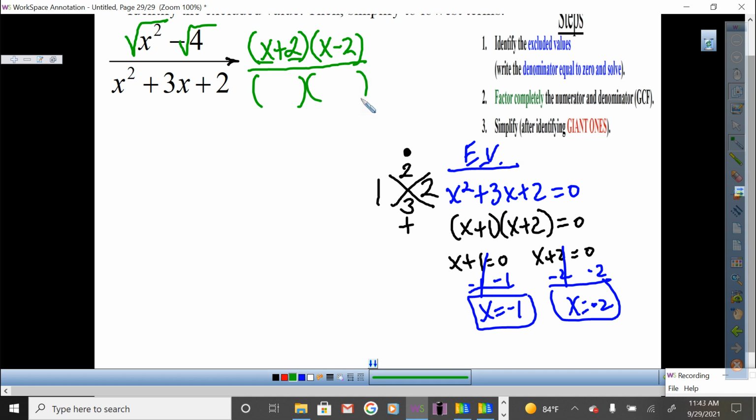Yes, Mr. Q, we already did earlier. What are my factors? They're right there, which is what? X plus 1 and x plus 2. Do you see the giant 1 now? Yes. What are they? X plus 2. Can we do that? Yes. Why? Because there's multiplication there and multiplication there. That is correct. So what do we have at the end? X minus 2 over X plus 1.